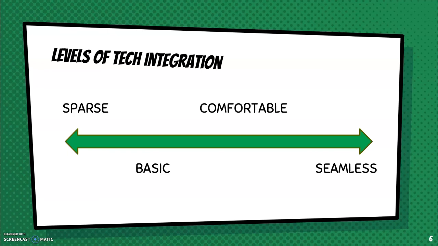The third level of tech integration is very comfortable. Technology is used in the classroom on a fairly regular basis. Students are comfortable with a variety of tools and often use these tools to create projects that show understanding of content. The last stage is seamless, where students employ technology daily in the classroom using a variety of tools to complete assignments and create projects that show a deeper understanding of the content.